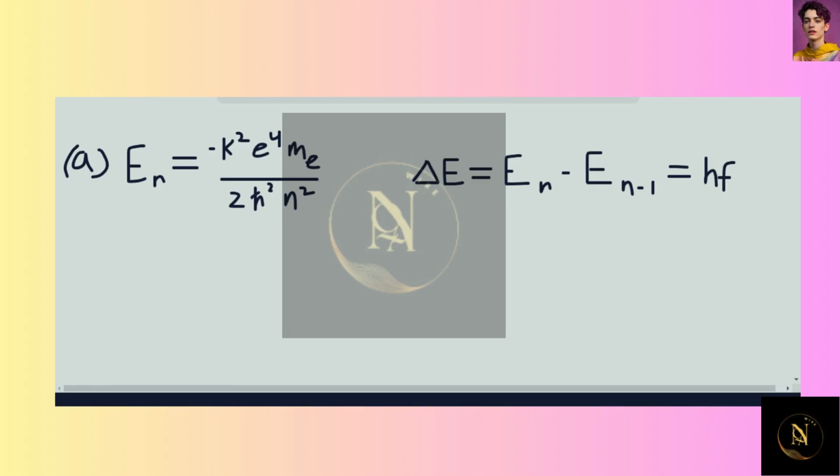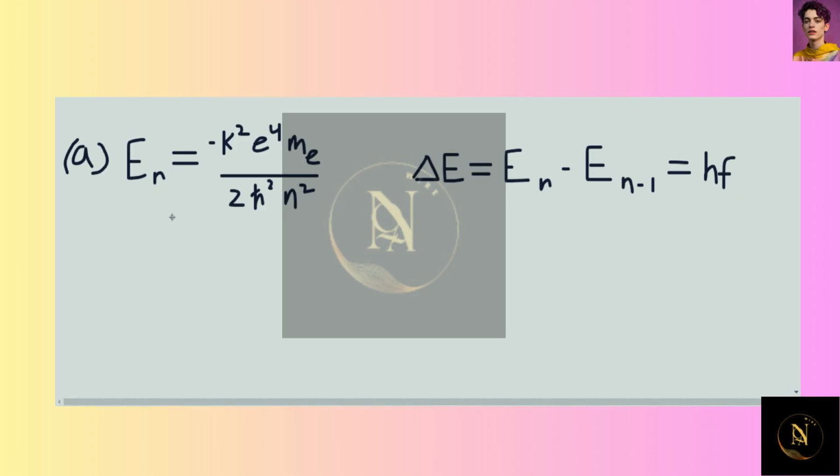For part A, to show that in Bohr's model of the hydrogen atom, when the electron moves from the n state to the n-1 state, it has a frequency that is given, we're going to use the fact that E sub n is equal to negative k squared e to the fourth times m sub e, where m sub e is the mass of the electron, e is the charge of the electron, k is the Coulomb constant, divided by 2 h bar squared n squared.